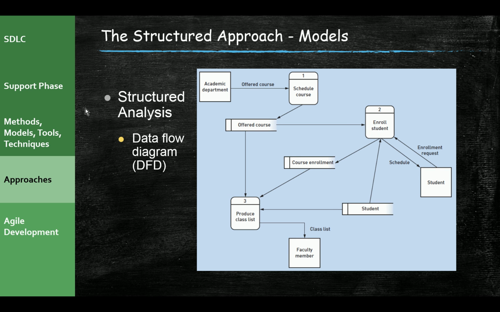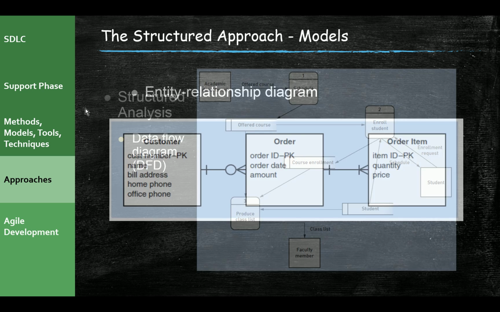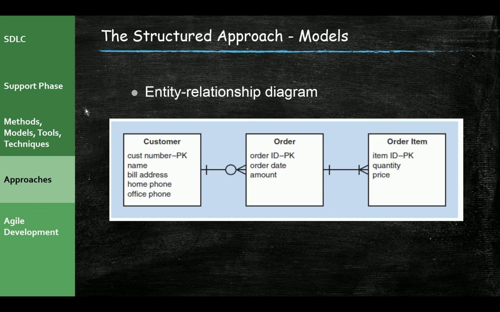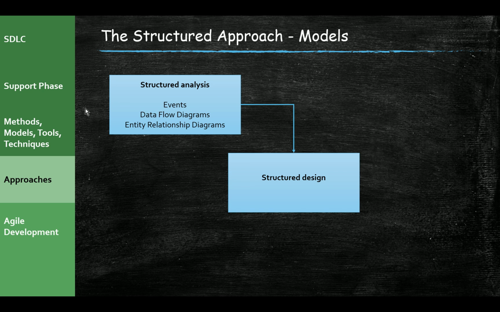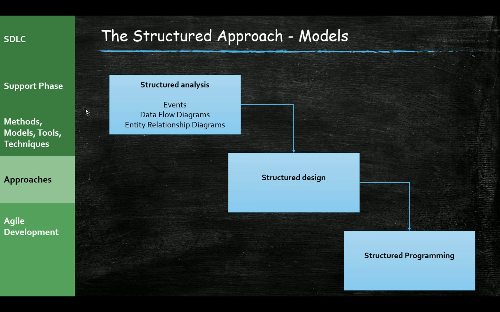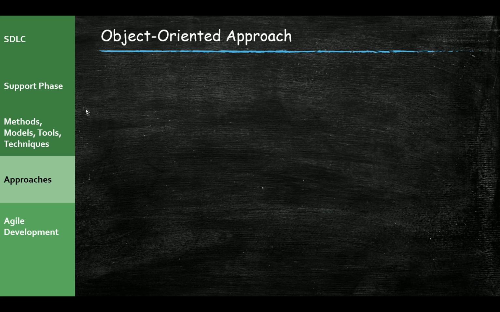Here's an example of a data flow diagram, which I did show you in Unit 1. There was another lecture that you could have looked at that showed you the structured approach. I also talked about the entity relationship diagram. I actually showed you this a little bit earlier in the semester. So structured analysis captures events, data flow diagrams, entity relationship diagrams, and that feeds into structured design, which is then used for structured programming. The object-oriented approach is a little bit different.